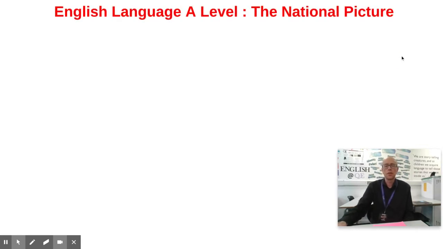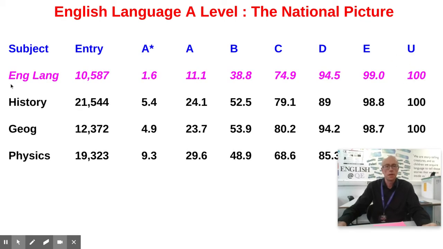Before we get stuck into the detail on this, let's just give you a bit of a warning shot here. So what I've done here is I've taken the stats from 2018, the national picture on how English language AQA students across the country did compared with other subjects. So here we've got English language. There was an entry of 10,500. And of that, 1.6% got A stars, and 11.1% got A stars or A's, and 38.8% got a top grade, i.e. an A star, A, or a B.